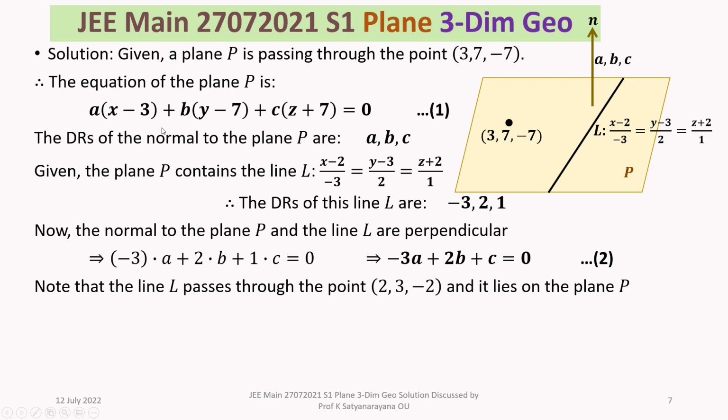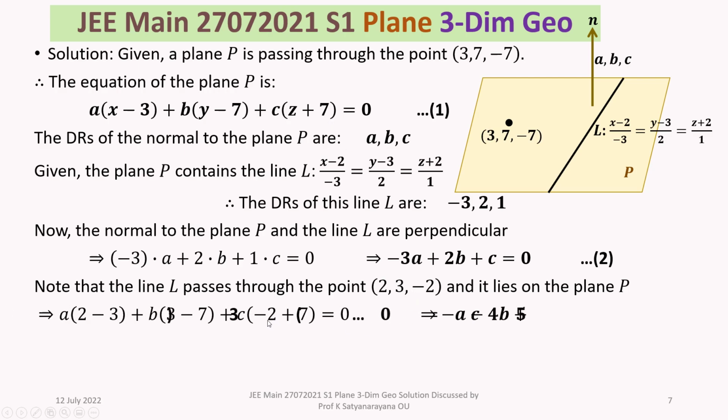So, in equation 1, put x is equal to 2, y is equal to 3 and z is equal to -2. Thus we get -a - 4b + 5c = 0. Let's call this equation 3.